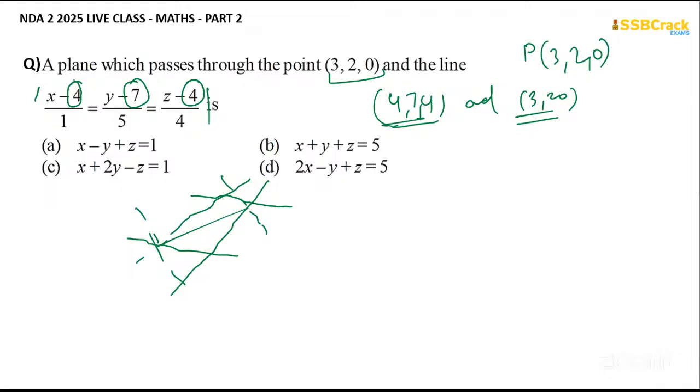Let's try the first one. If I put 4 here, 7 here, and 4 here, then it is 1. Yes, it is satisfying this. If I put 3 here, 2 here, and 0, it is satisfying. So option A is satisfying both the points (4, 7, 4) and (3, 2, 0). This question seems a little tricky, but it is very easy. You just need to find two points, one from the line and one from the given point, and check them in all the equations. Out of them, only one satisfies, so the question is solved very easily.